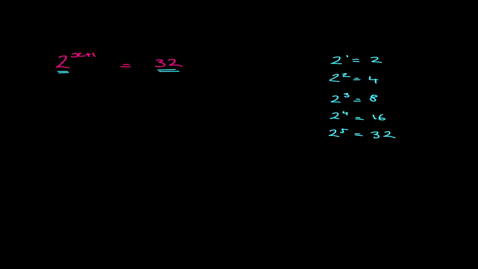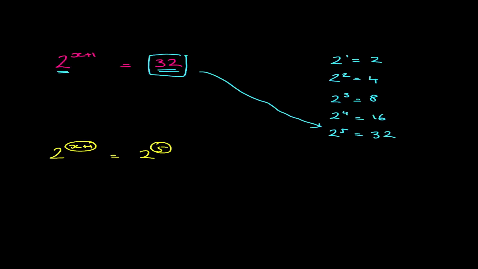So the reason I wrote that out is because I want to represent 32 as 2 to the power of 5, because we want the bases to be the same. So we could write this equation as 2 to the power of x plus 1 equals 2 to the power of 5, because 2 to the power of 5 is 32. Now, because the bases are the same, we can just make the exponents, the indices, equal to each other.